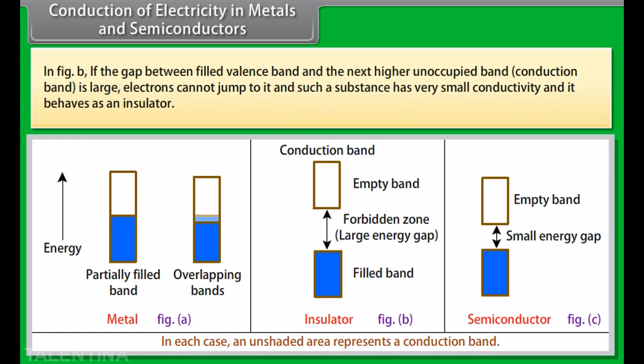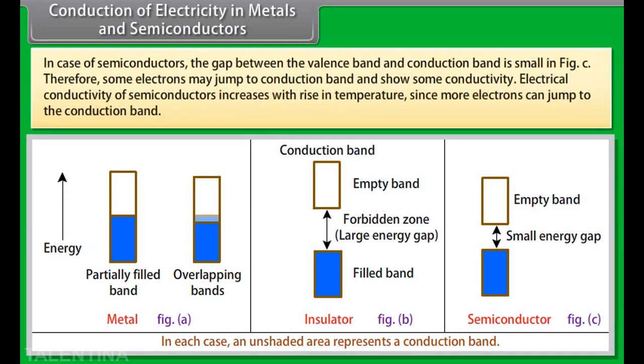In Figure B, if the gap between the filled valence band and the next higher unoccupied band, the conduction band, is large, electrons cannot jump to it and such a substance has very small conductivity and behaves as an insulator. In the case of semiconductors, the gap between the valence band and conduction band is small, as in Figure C. Therefore, some electrons may jump to the conduction band and show some conductivity. Electrical conductivity of semiconductors increases with a rise in temperature since more electrons can jump to the conduction band.